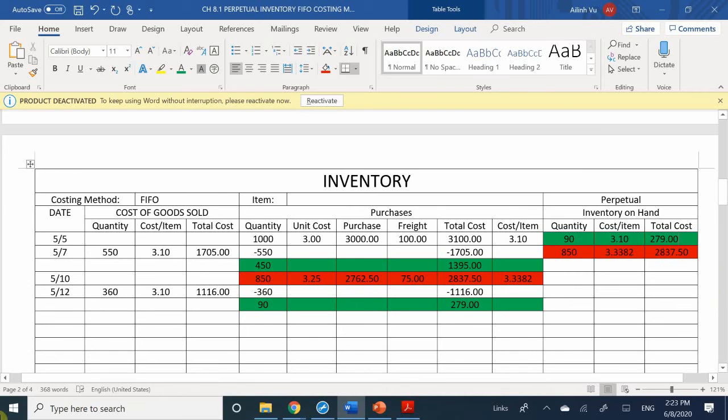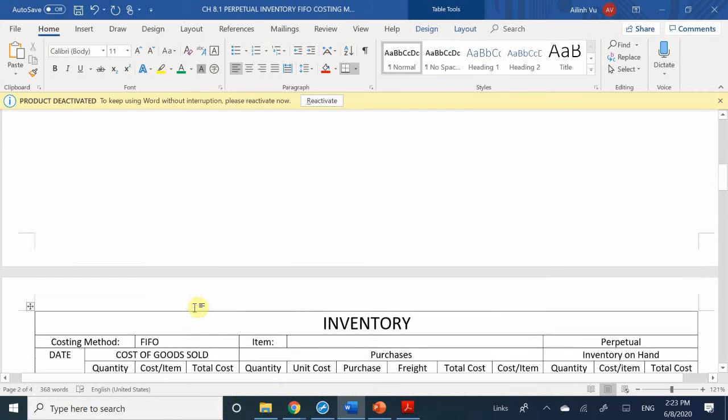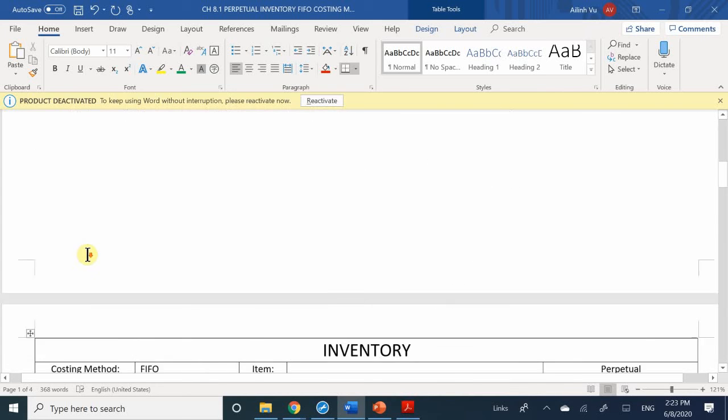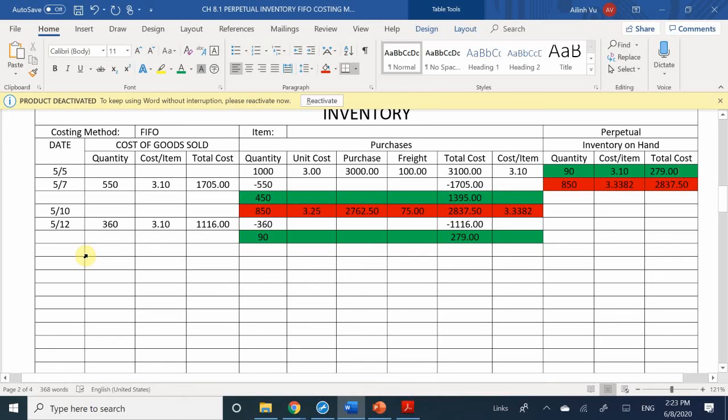Okay. All right. Now let's look up here. What happened next? I'm sorry. May 5th, you sold 600 more units at $15.10 cash. Yeah, we sold another 600 units. So let's go down here. As you can see, if we look at our inventory, we have 90 and we have 850. So we definitely have enough to sell those 600 units.